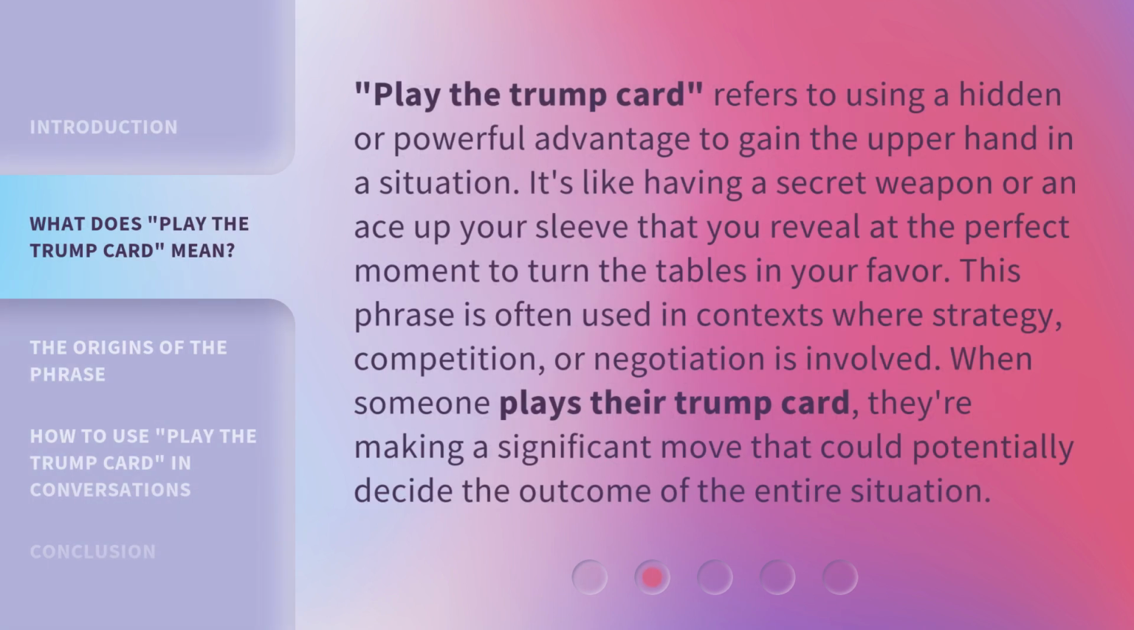Play the trump card refers to using a hidden or powerful advantage to gain the upper hand in a situation. It's like having a secret weapon or an ace up your sleeve that you reveal at the perfect moment to turn the tables in your favor. This phrase is often used in contexts where strategy, competition, or negotiation is involved. When someone plays their trump card, they're making a significant move that could potentially decide the outcome of the entire situation.